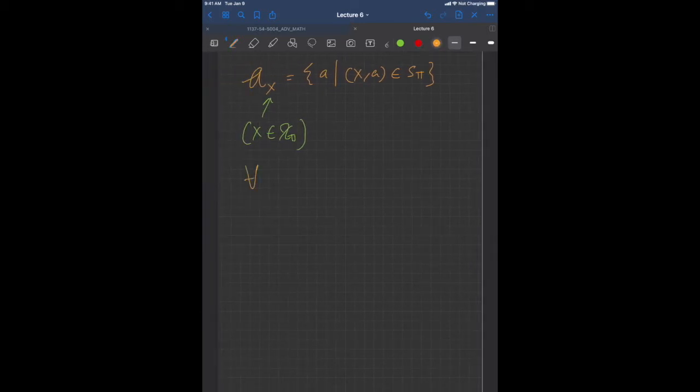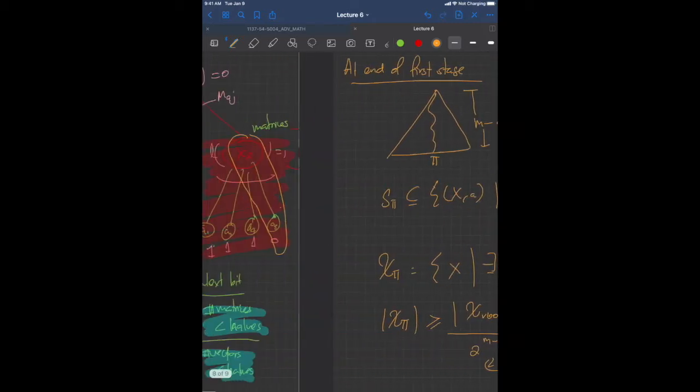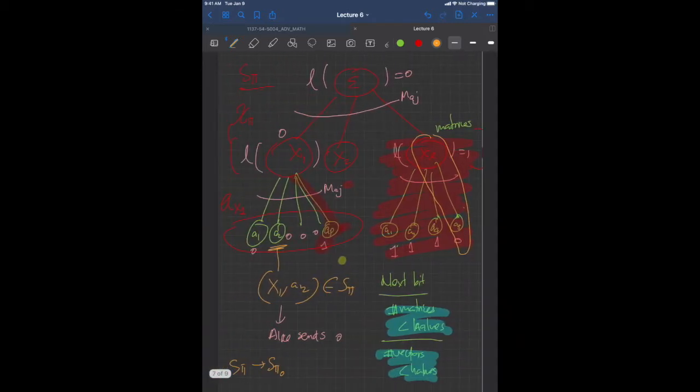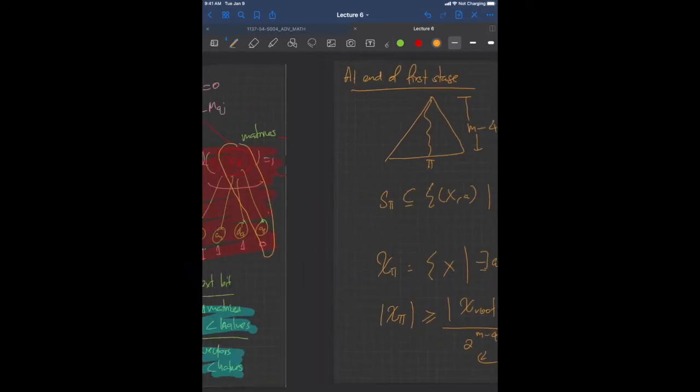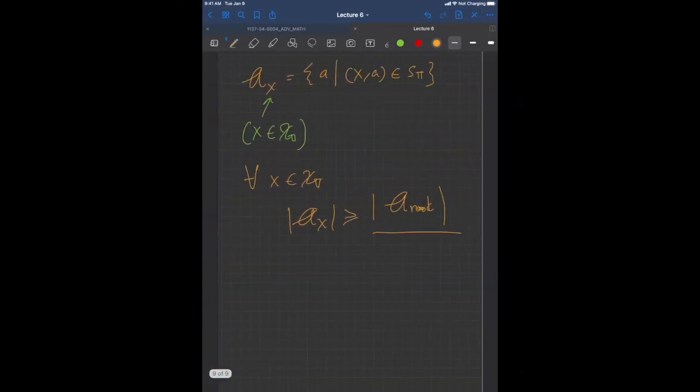For all X in X pi, we know that the cardinality of curly A X is at least the cardinality of curly A root divided by 2 to the number of bits. In each step we ensured that the number of matrices at most halves and the number of vectors at most halves. So this has also at most halved for every bit of communication. The number of bits of communication we sent in the first stage was m minus 4 square root m.